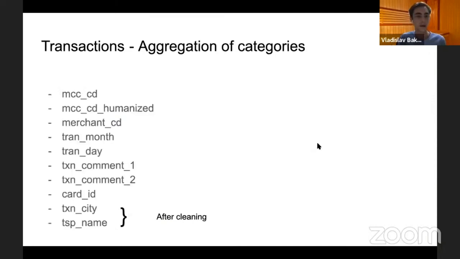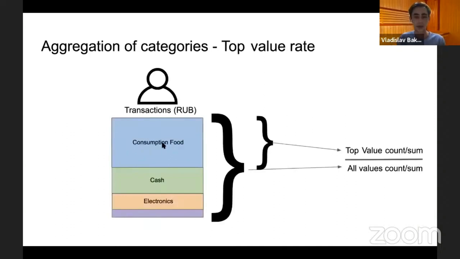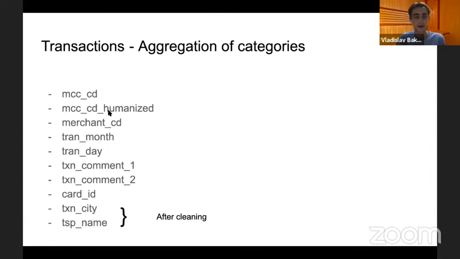We did these types of features for each of these categories in the transaction CSV file. And MCC-code humanized is the mapping of MCC code with the dictionary given by the organizers. We did it this way because we have different MCC codes mapped to one MCC category in the text. For example, you have two MCC codes for one category, for example, consumption of food. And this may help in predicting the target. We also created the same for city and TSP name, but we first cleaned the data.